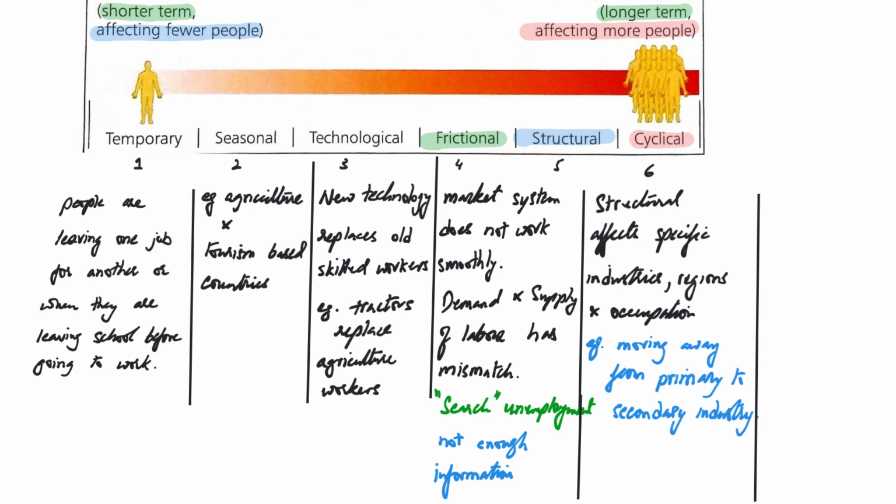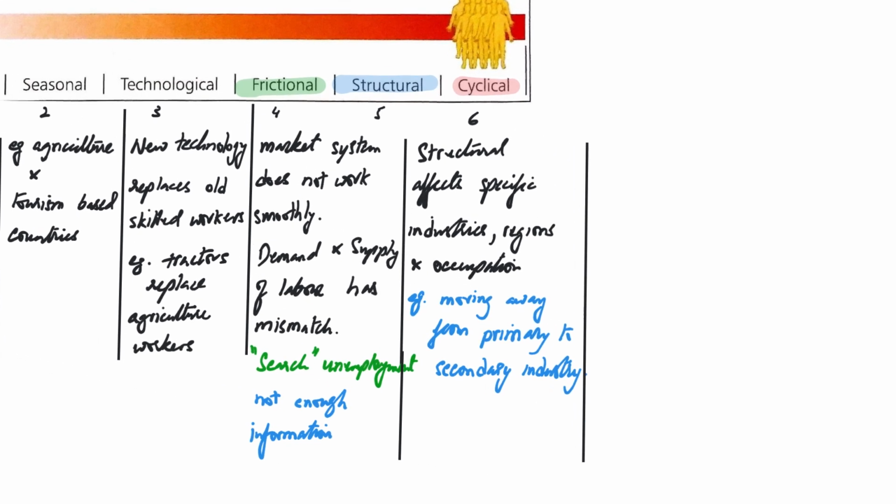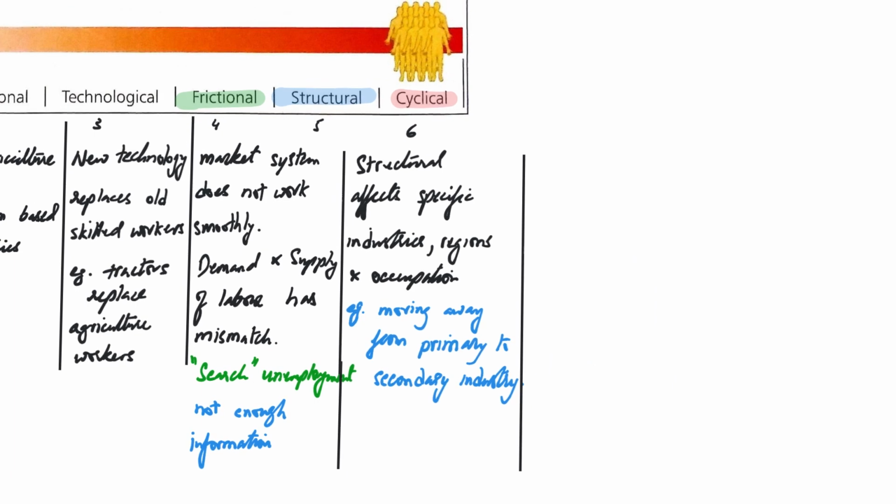So frictional is more problematic in terms of the time it's going to stay and the number of people it's going to affect, and cyclical is the worst of them all. Cyclical, which is our number 6th, is the worst and the most long term based. It's a large scale unemployment.